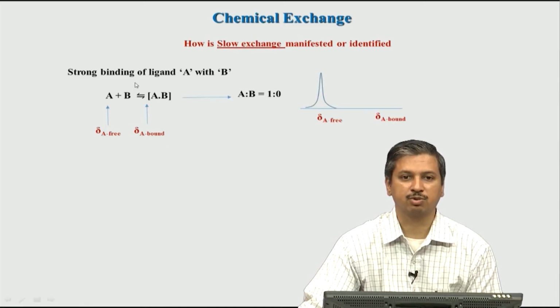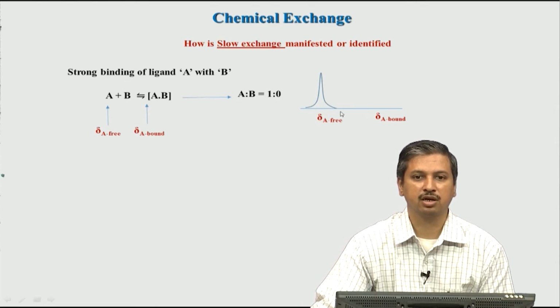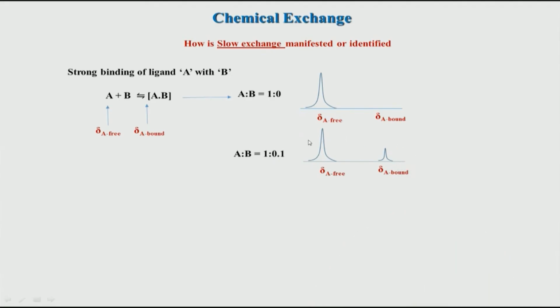Suppose we start this experiment with only A and no B added. Obviously that is the free form, there is only one peak which will correspond to the free form of the ligand. Now, slowly I do this titration by increasing the amount of B. Suppose I add a very small amount of B, then if it is a slow exchange process, this is what you should expect to see: another new peak will appear somewhere, corresponding to the bound form, and the old peak will slightly decrease in intensity.